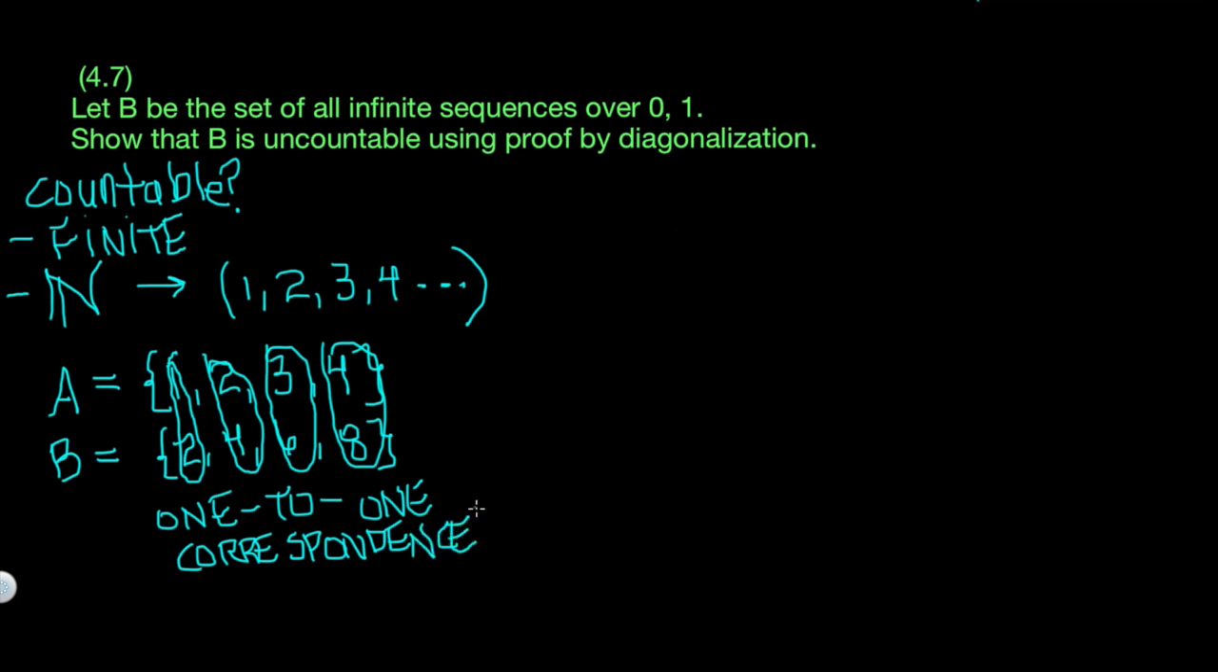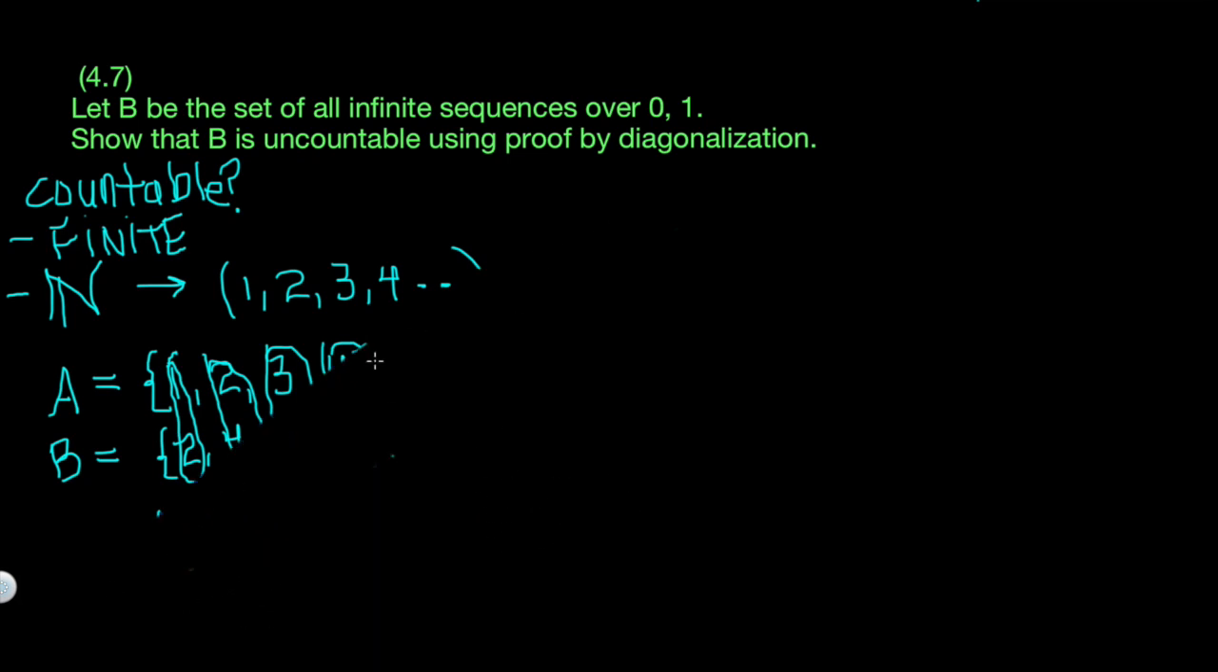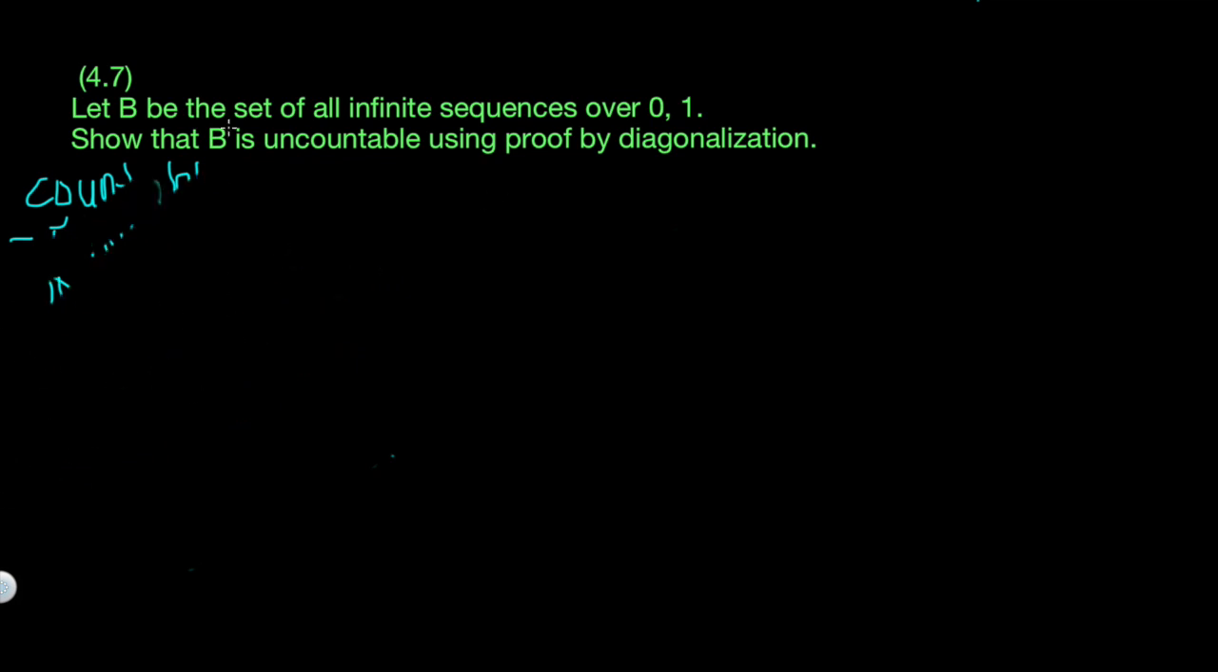Alright, so now that we have a basic understanding of what diagonalization is, we need to get back to what the problem is actually asking. So let me erase what I got here. There we go. So we have B, which is an infinite sequence. Let's just list the first few elements of B. So there's our set B, and we've got the elements B1, B2, B3, B4, all the way to infinity.